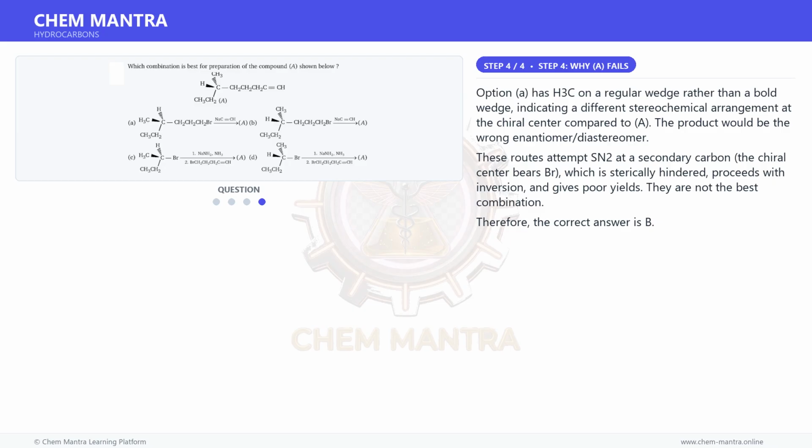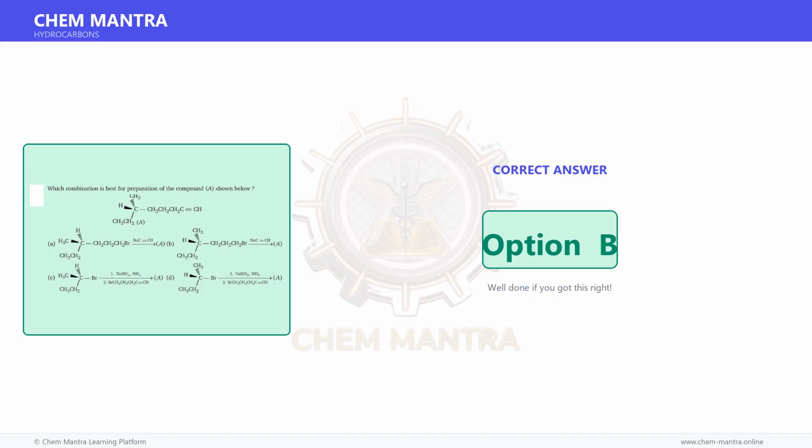These routes attempt SN2 at a secondary carbon. The chiral center bears Br, which is sterically hindered, proceeds with inversion, and gives poor yields. They are not the best combination. Therefore, the correct answer is option B.